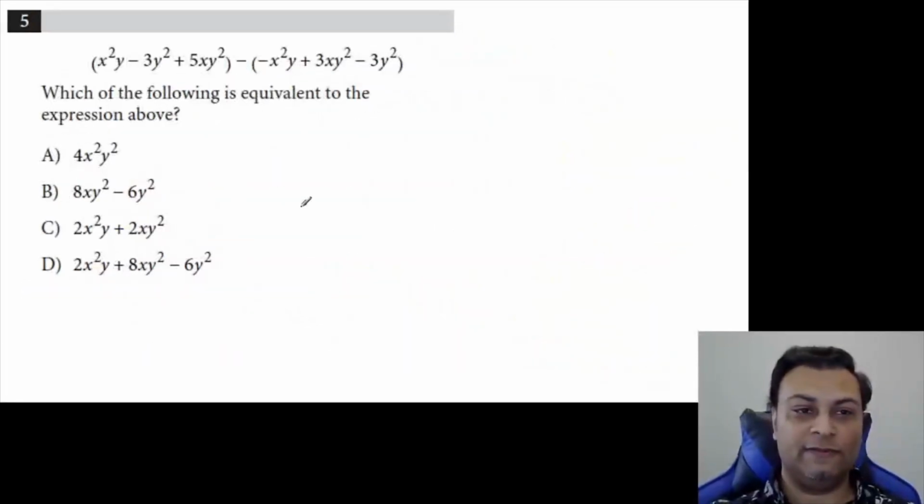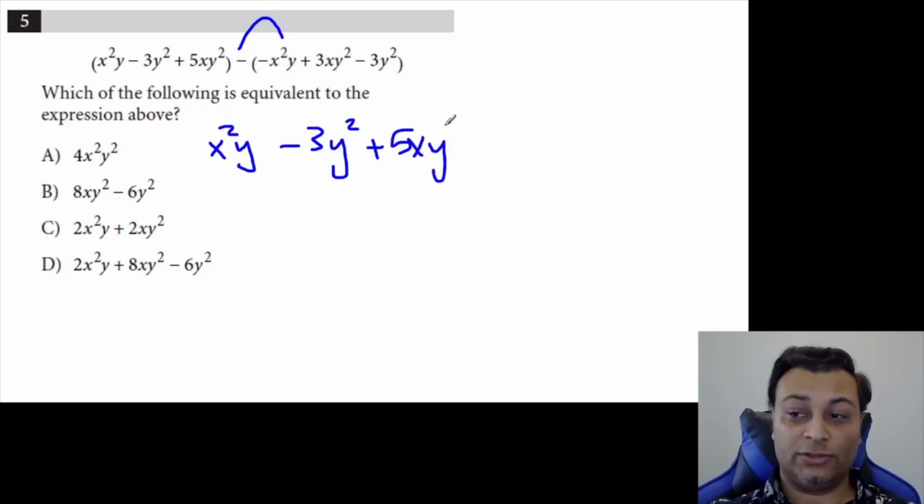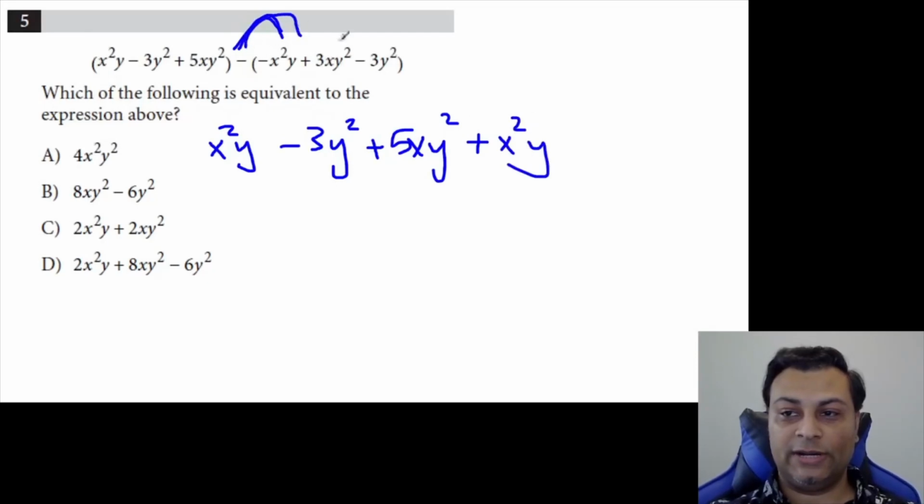Moving on to number 5. Which of the following is equivalent to the expression above? We'll distribute this negative sign. So we'll start from the left. x squared y minus 3y squared plus 5xy squared. And then negative and negative gives you plus x squared y minus 3xy squared and plus 3y squared.